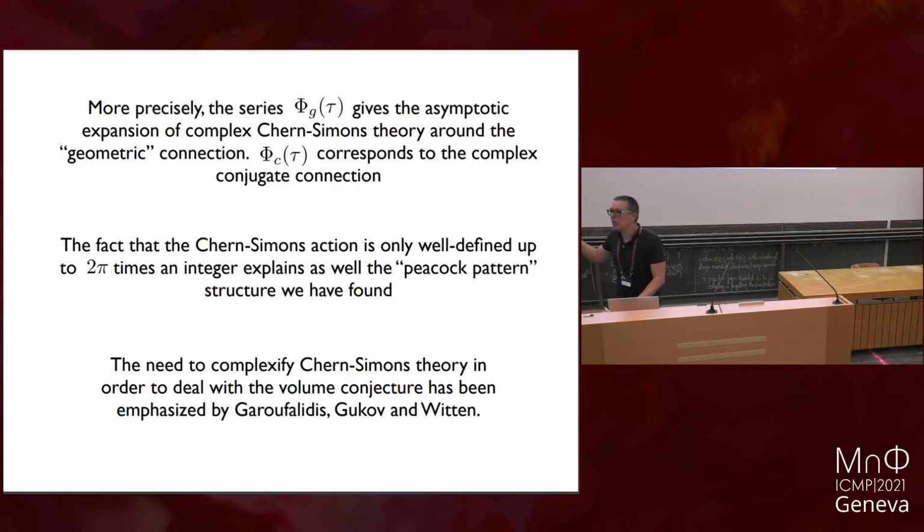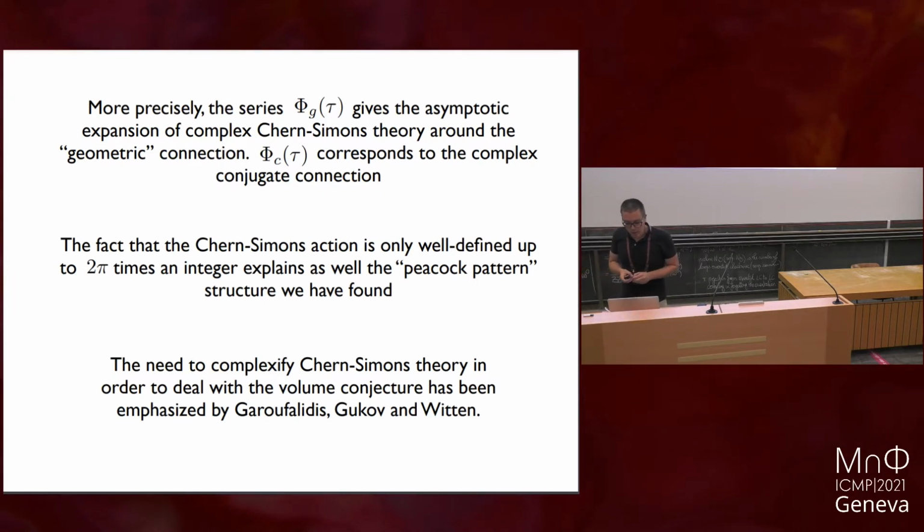So we started with a gauge theory, and now we are describing actually gravity on these three manifolds, not just a gauge theory. But this is very specific to this example in 3 dimensions and to Chern-Simons theory. So this actually is the expansion of complex Chern-Simons theory around this geometric connection, and phi c of t, which is the other series, corresponds just to the complex conjugate connection. So this explains why we have found the volume of the knot appearing in our game.